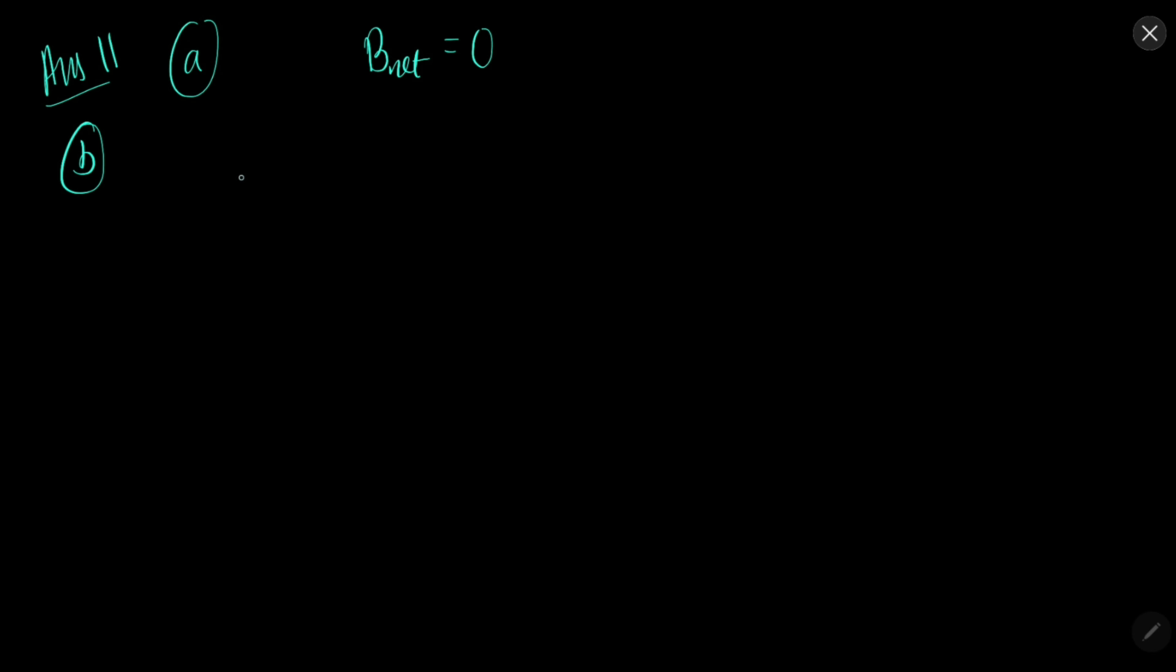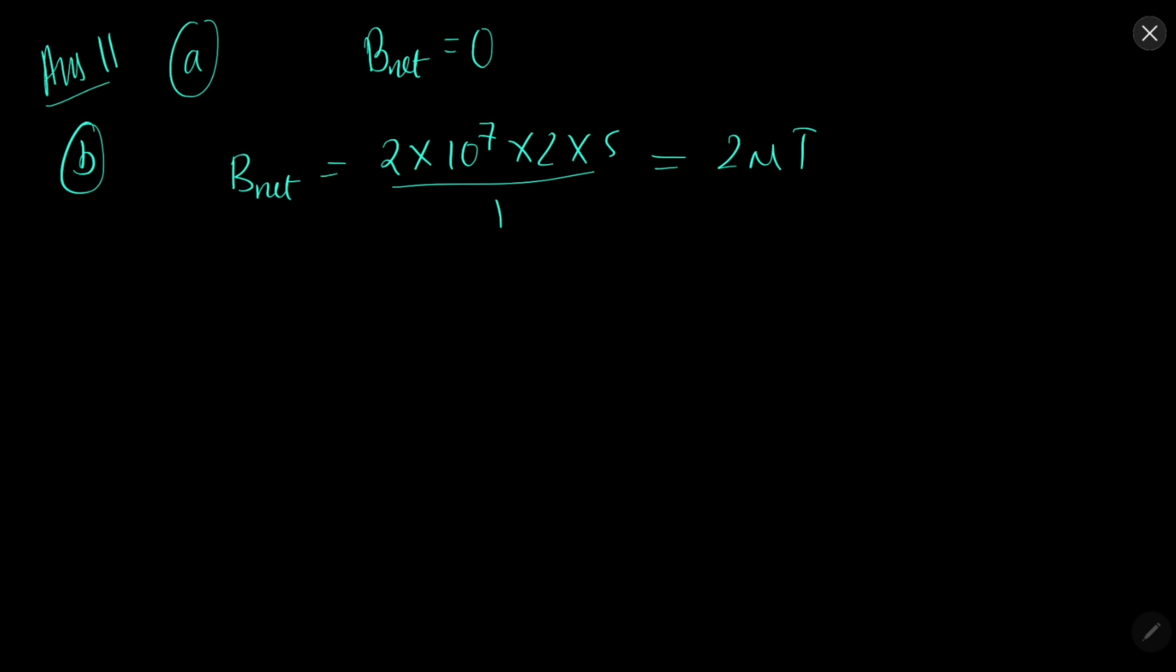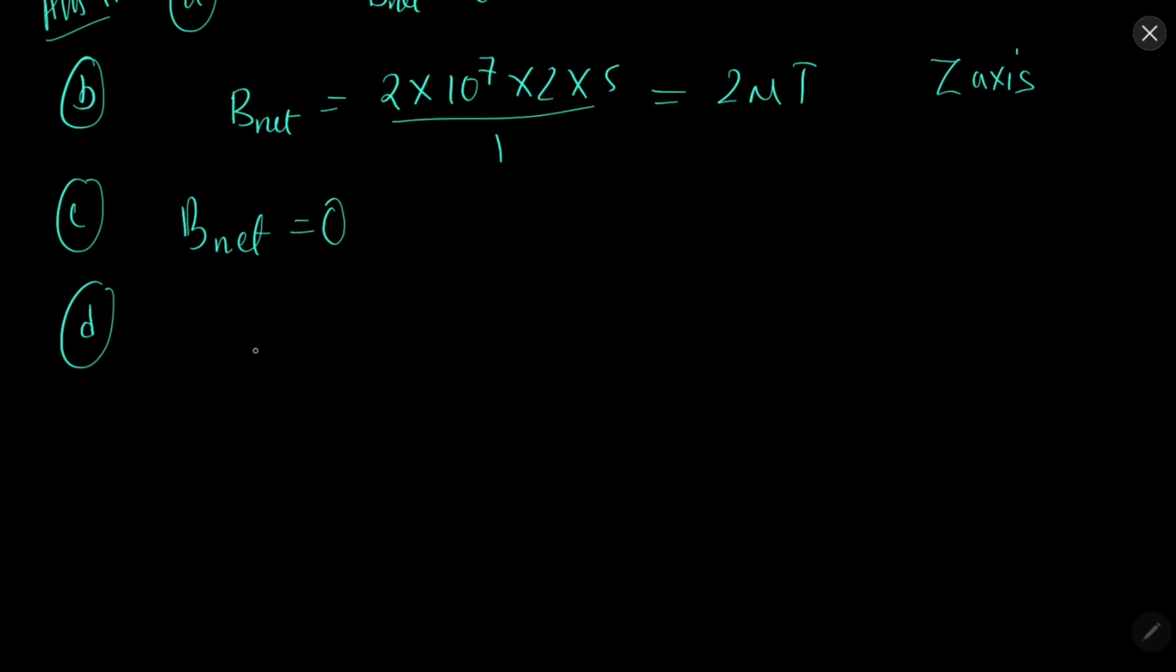In option 2, the net magnetic field will be 2 into 10 to the power minus 7 into 2 into 5 over 1, which will give us 2 micro Tesla, and both are directed along the z axis. Then in the third case, the net magnetic field will be 0 because both are opposite to each other, and in the fourth case again the net magnetic field will come out to be 2 micro Tesla. Here both are directed along the negative z axis.